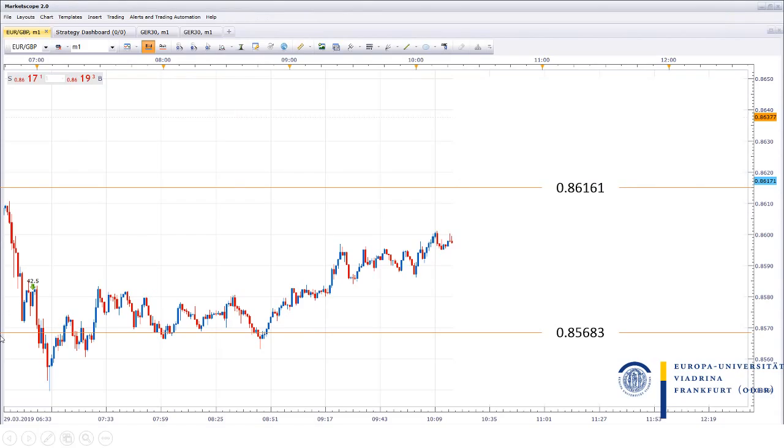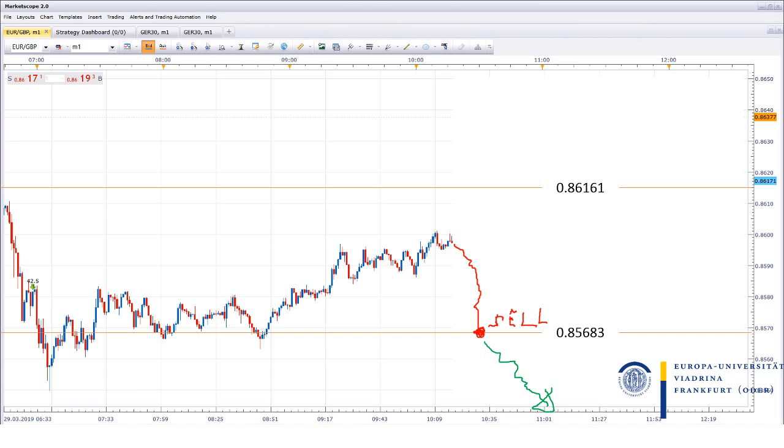So you can see here the development of the exchange rate euro against the British pound in the morning and the early afternoon. The exchange rate is trading in a range, with the lower bound at 0.8568 and the upper bound at 0.8616.